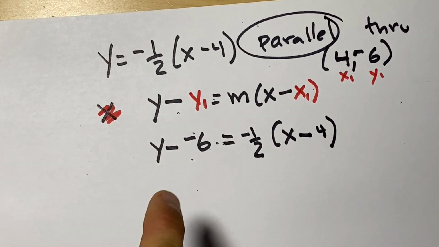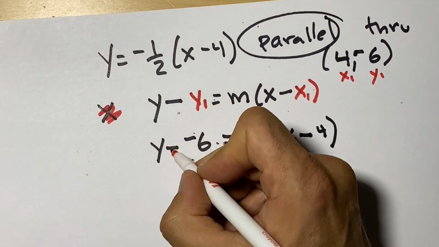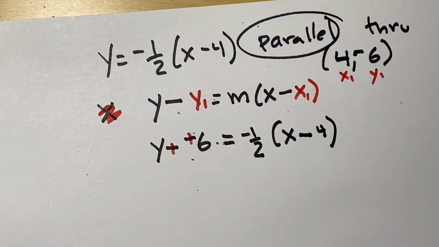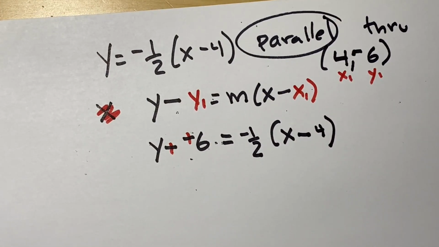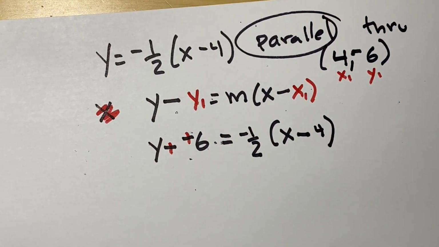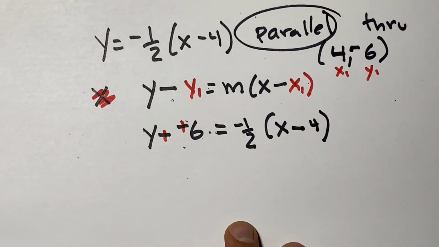Mathia will take this. If you're not in Mathia, you can turn it into a positive. Double negatives become positive. Point slope form makes it so we don't have to plug in and solve for b when we use y equals mx plus b. So it's another way to write the equation of a line.